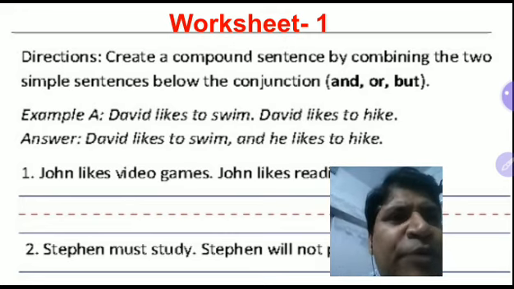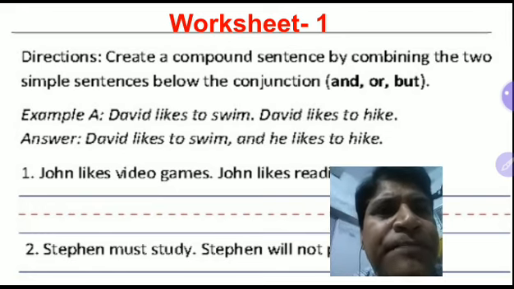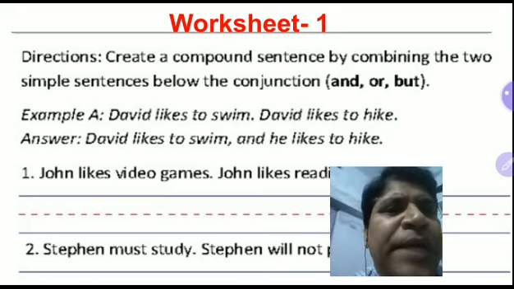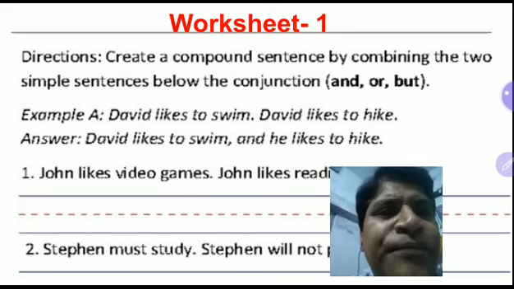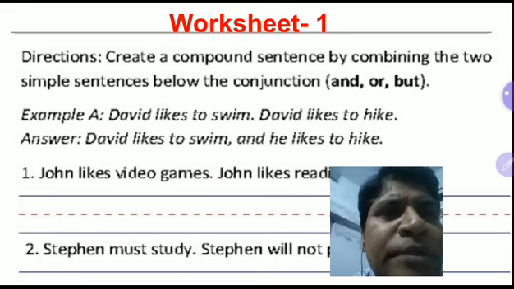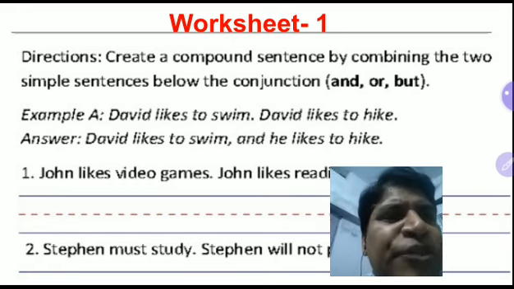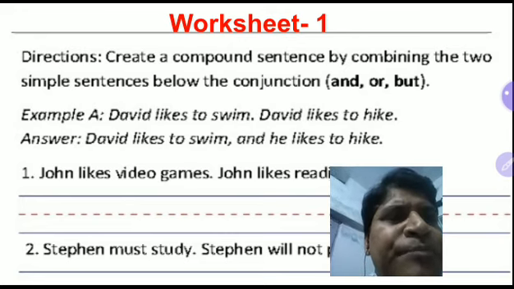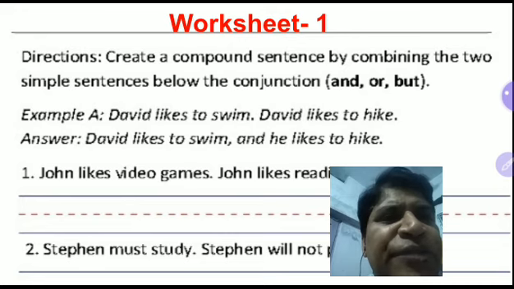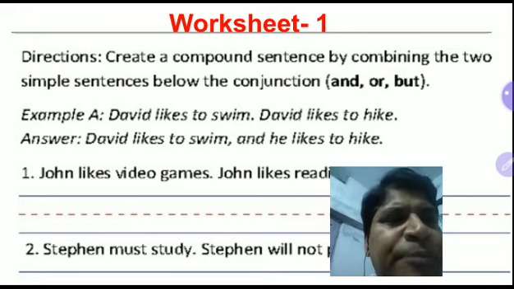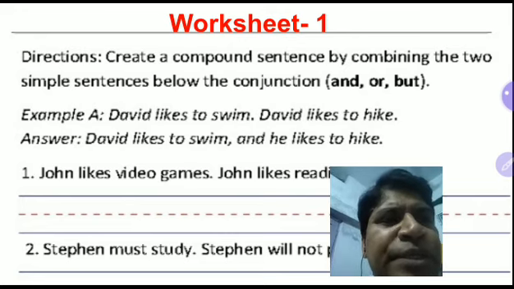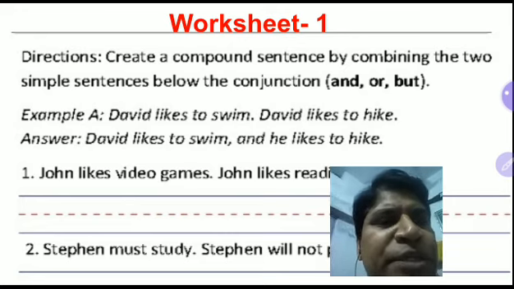Now look at worksheet number 1. Directions are given here. Create a compound sentence by combining the two simple sentences below, by joining these simple sentences with the conjunctions and, or, but. Any of these three conjunctions may be applied to the given sentences or given clauses.